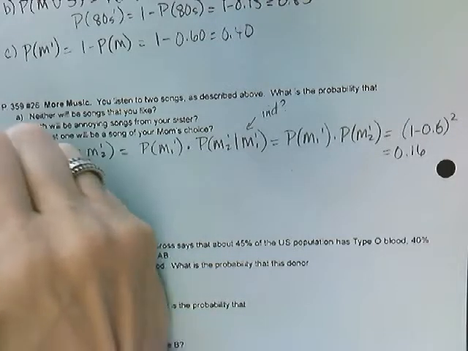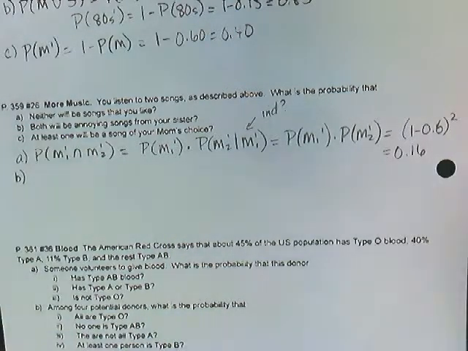Okay, let's look at B. Can somebody grab their calculator out, because there's going to be a couple. You got yours? Okay, because I'm not going to be able to do a couple of these in my head. All right, both will be annoying songs from your sister.